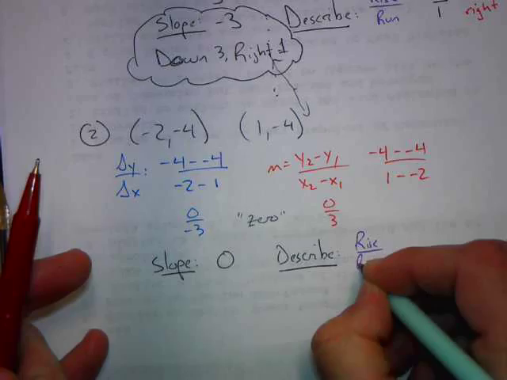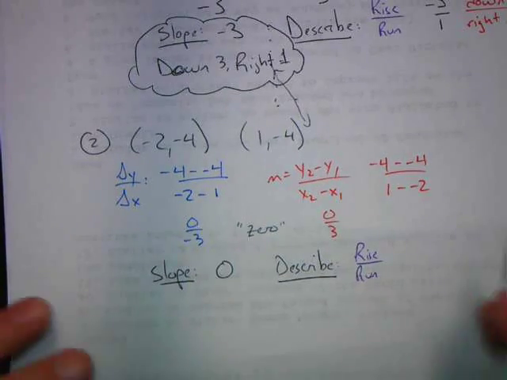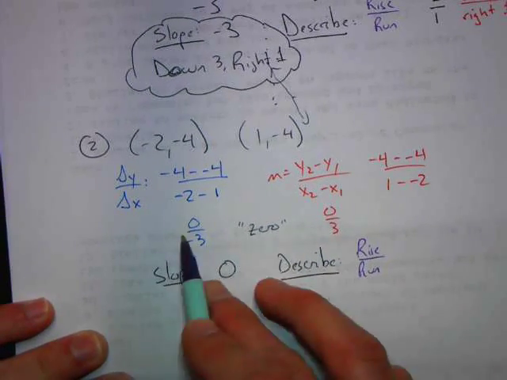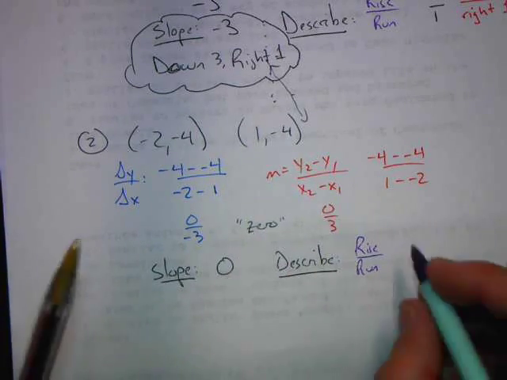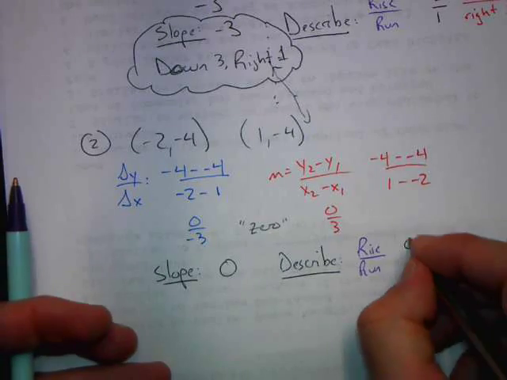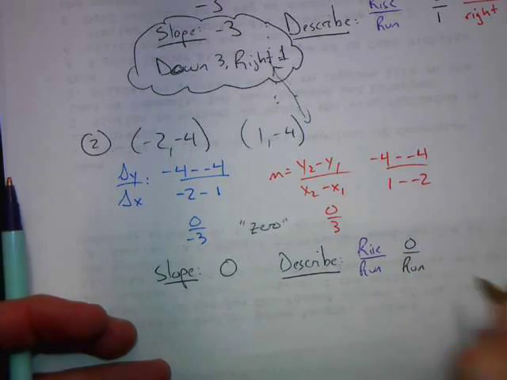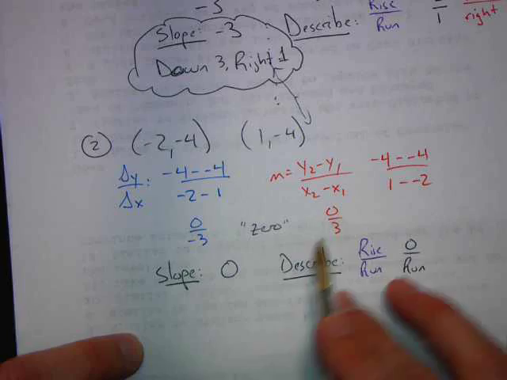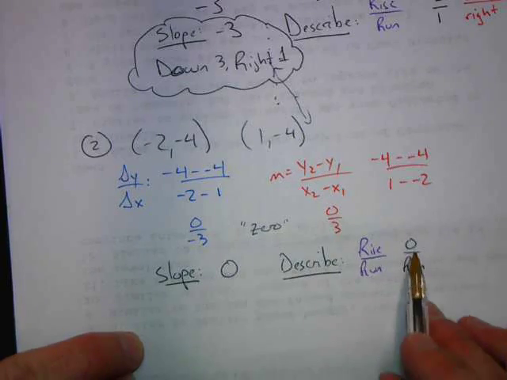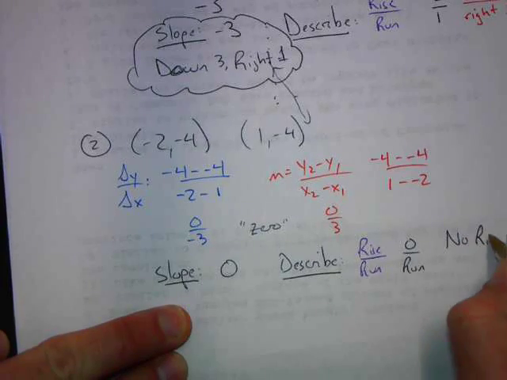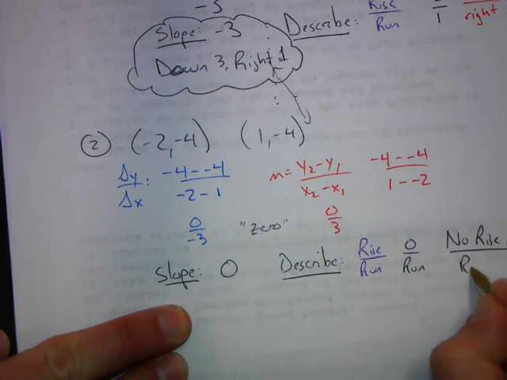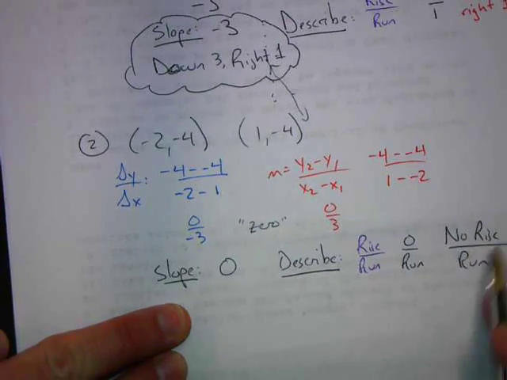We have a rise over a run. And if we look at both examples of the numbers we come up with, we have a 0 on the top. The rise is at the top. And what that means is we have 0 over some kind of run. So we have a rise of 0 over some kind of run. If a 0 is ever on the top, that means we have no rise. This thing is not rising. It's only running.